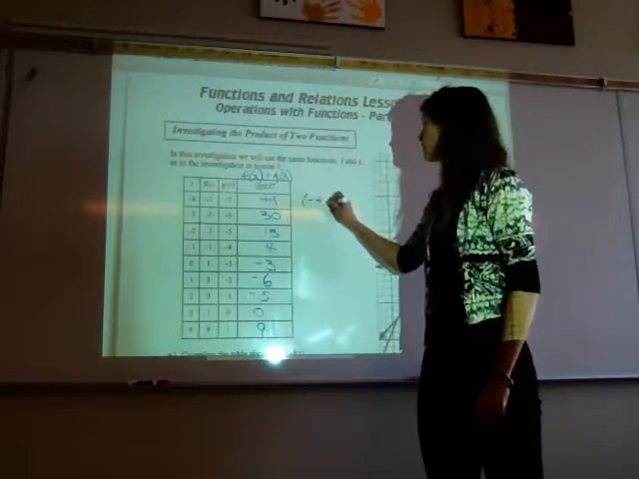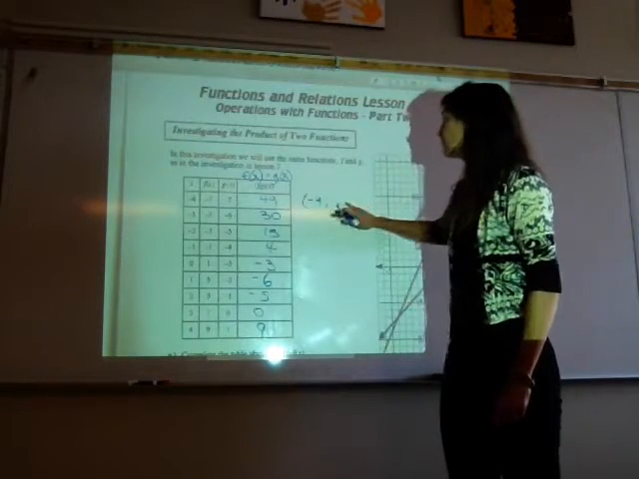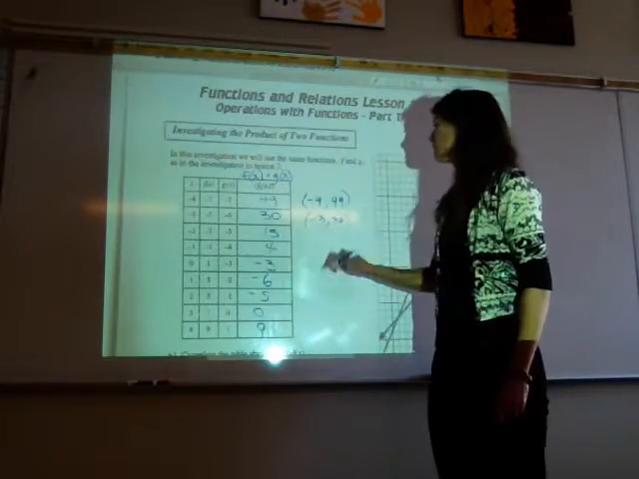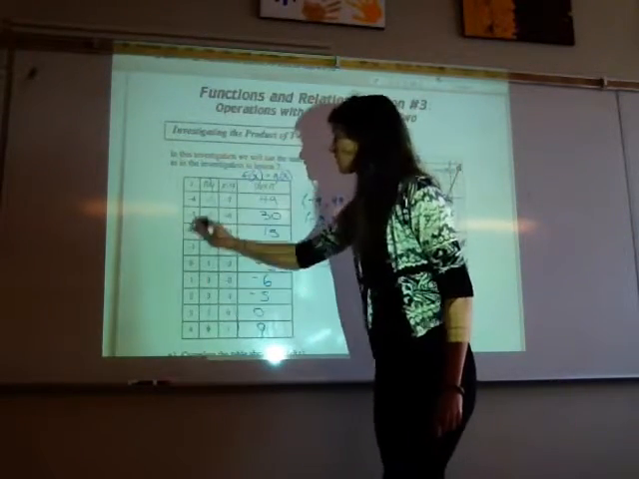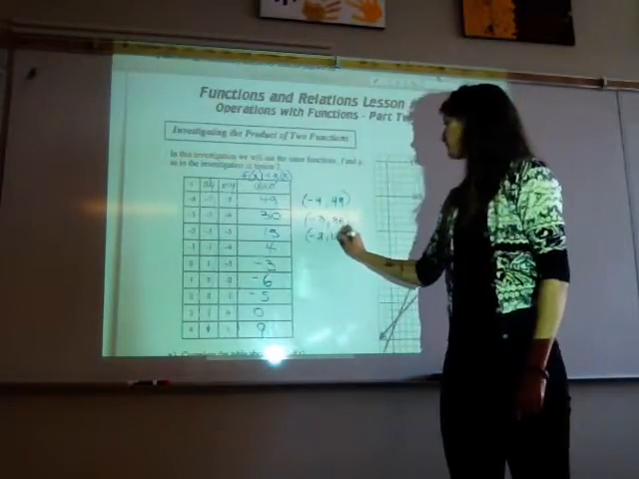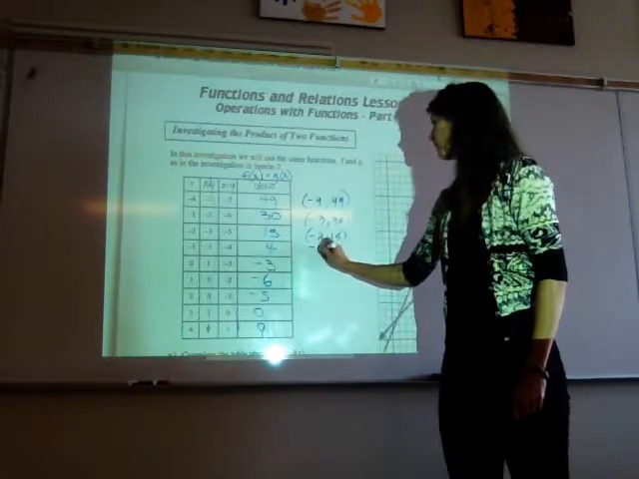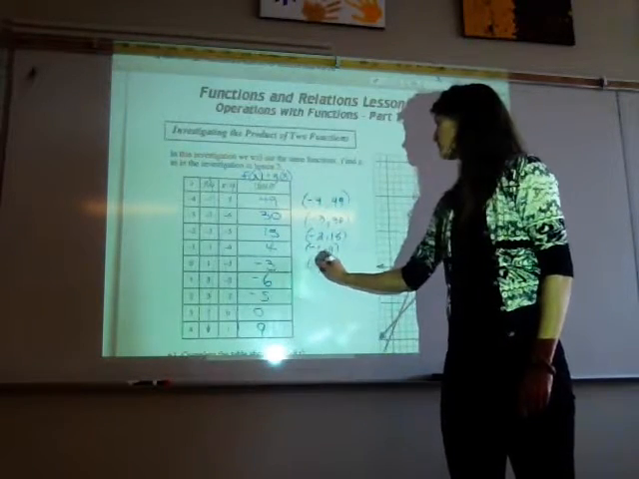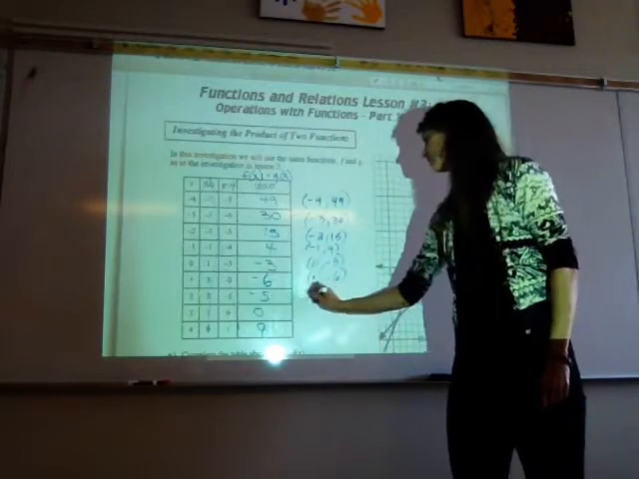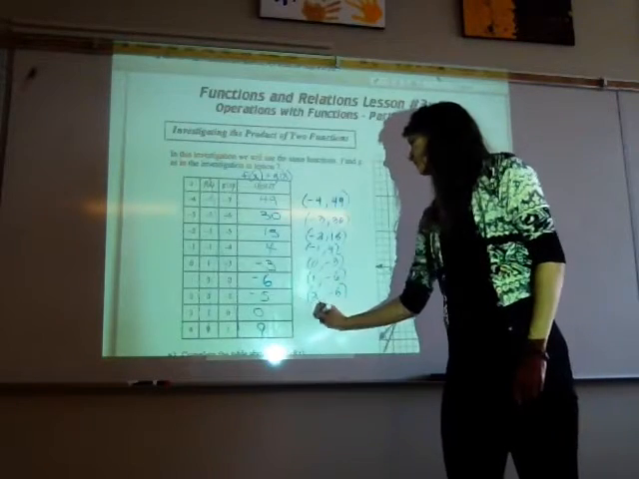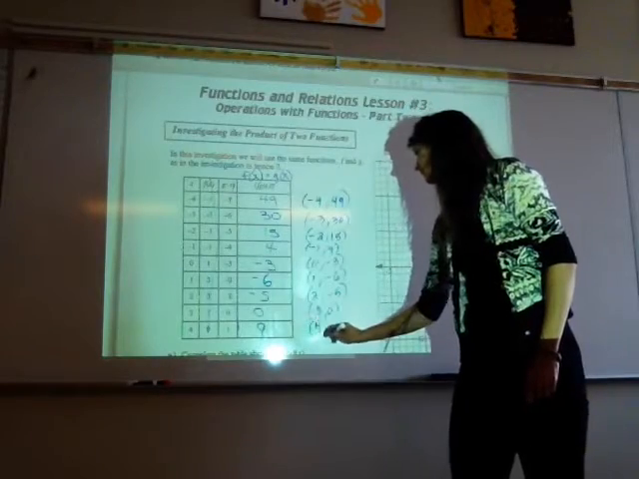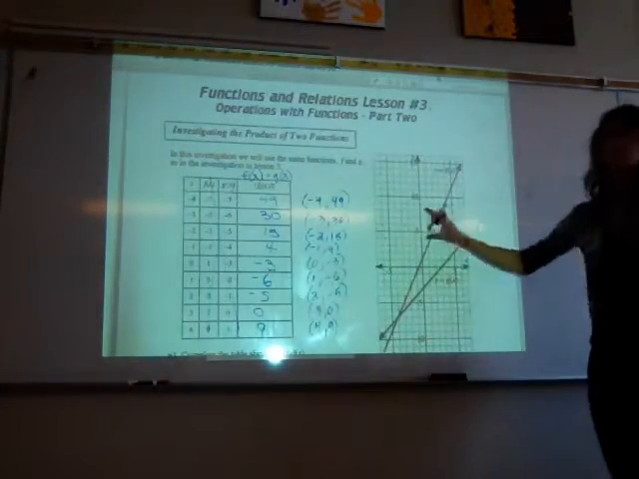So we have negative 4, positive 49. Okay, negative 3, positive 30. So imagine these are gone now. We're looking at the x-coordinate and our new y-coordinate. Okay, negative 2, 15. Negative 1 and 4. 0, negative 3. 1, negative 6. 2, negative 5. 3, 0. And 4, 9. So, take a look at the graph.